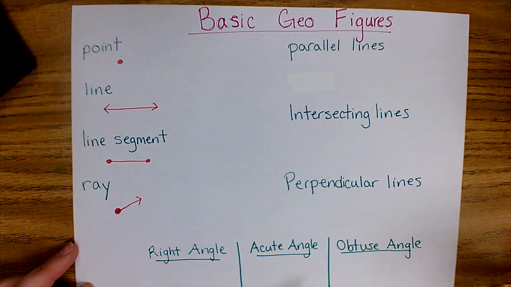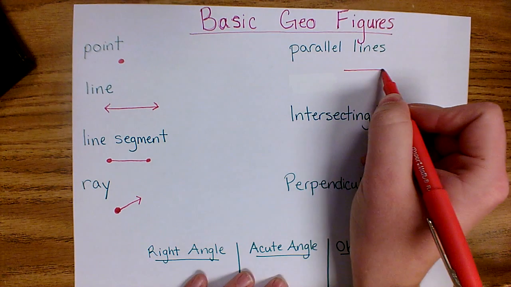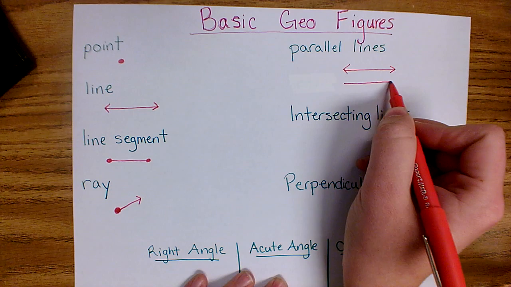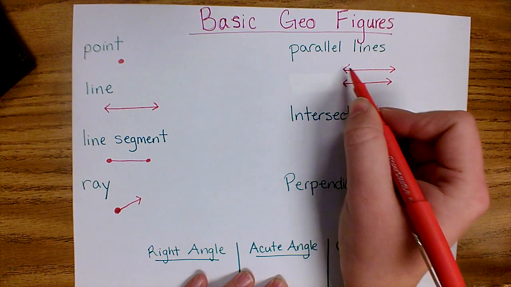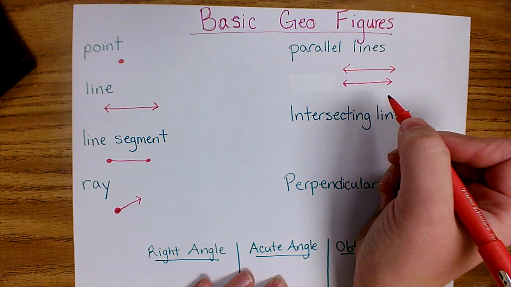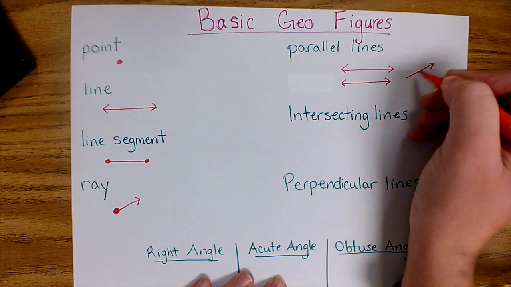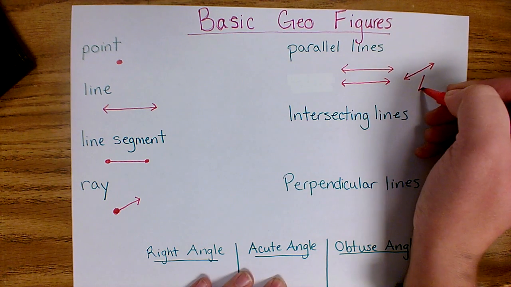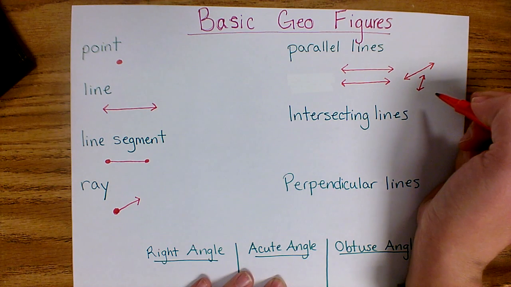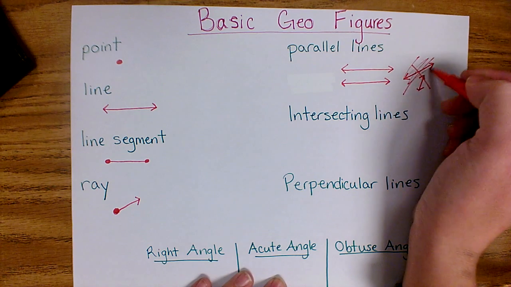Then students learned about parallel lines, which are a pair of lines that travel next to each other without ever touching. Sometimes these can be tricky because on a test they might see lines that look like this. And while they're not touching now, they have to know that eventually they will touch, so these lines are not parallel.